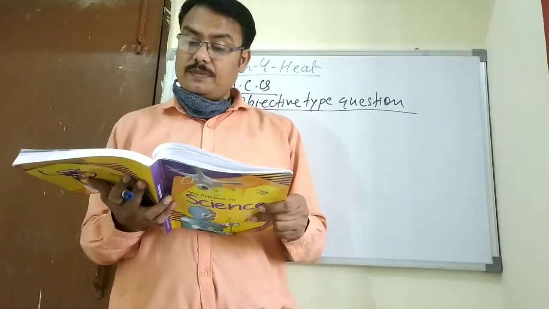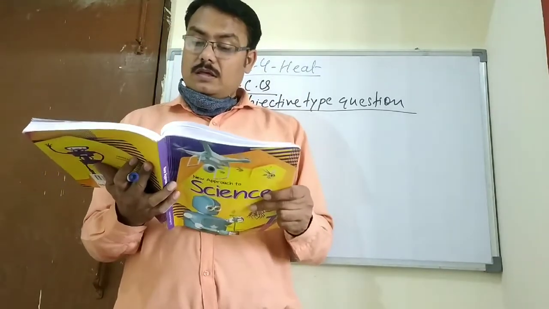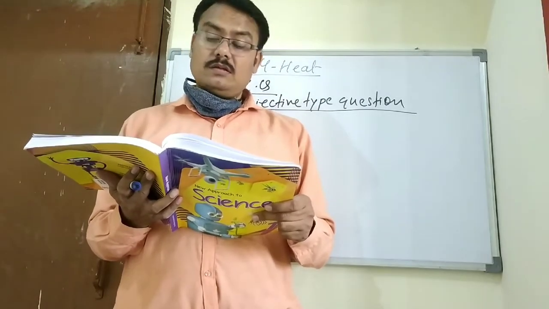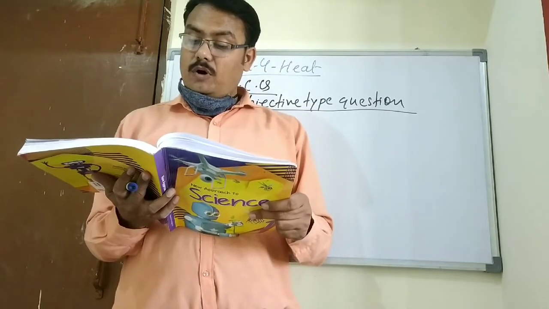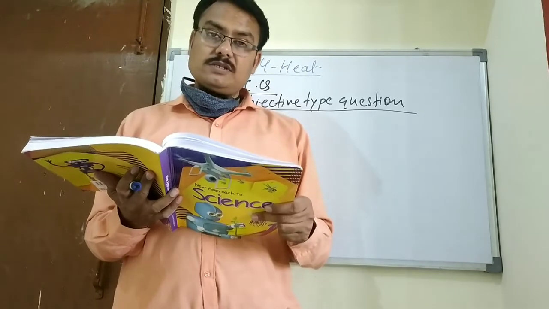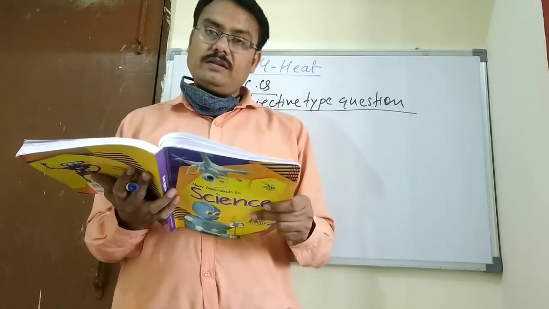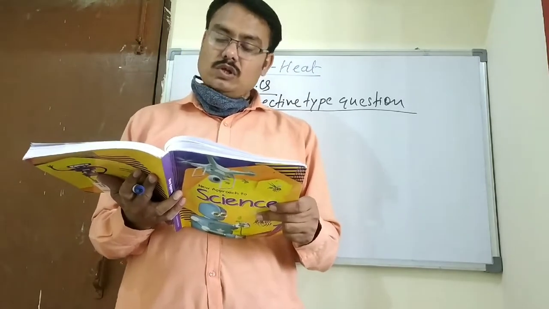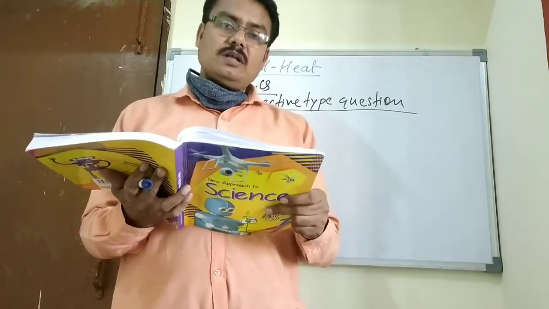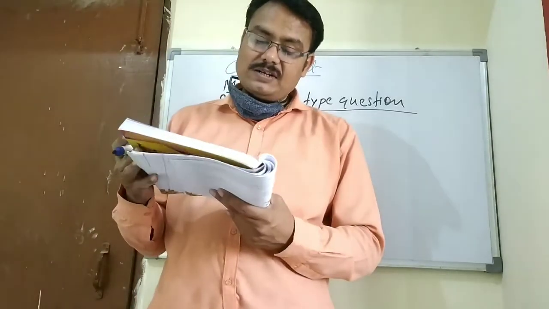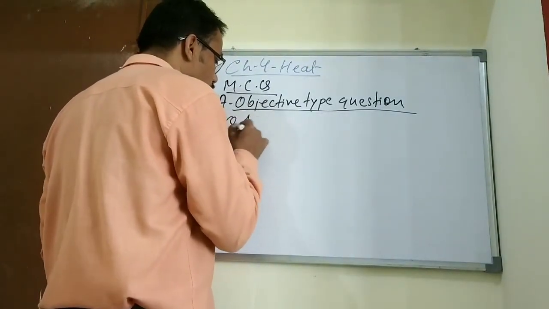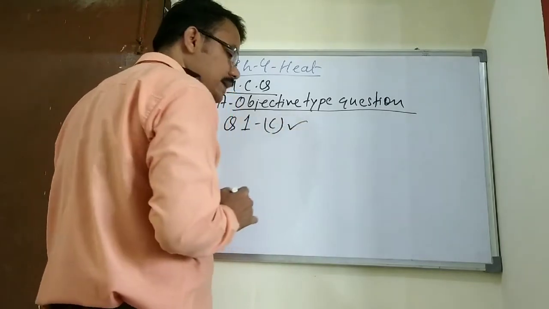There are four options given here. A, is a better conductor of heat than the wooden tile. Next, B, it is polished while the wooden tile is not polished. Third, C, reflects more heat than the wooden tile. D, is a poor conductor of heat than the wooden tile. So student, among these four options, option number C is the correct option, that is, reflects more heat than the wooden tile. So question number 1, C is the correct option, student.